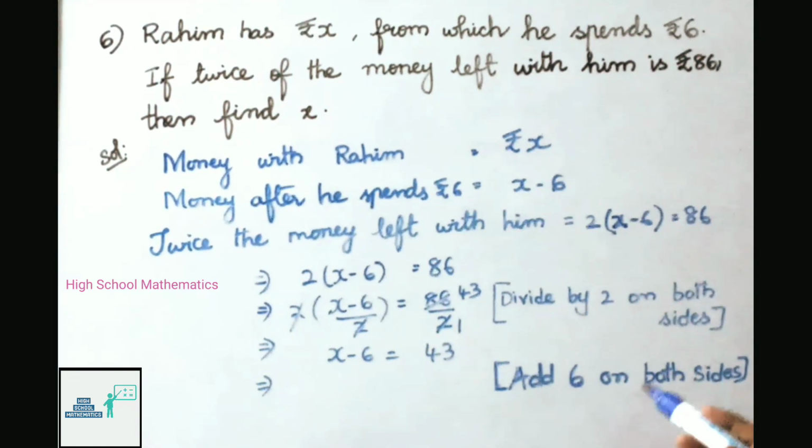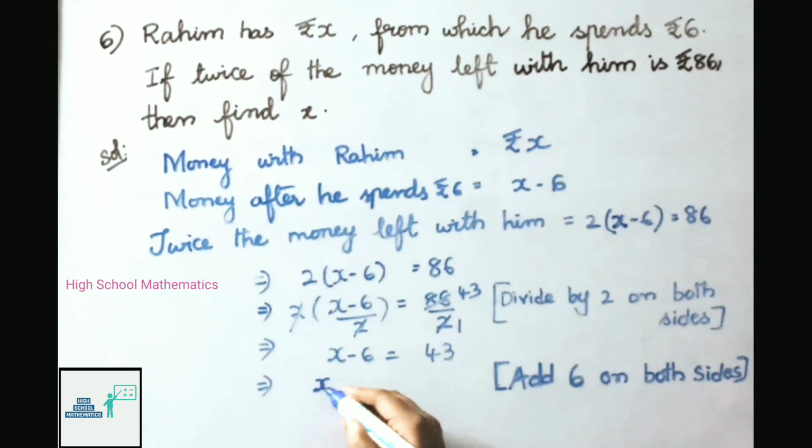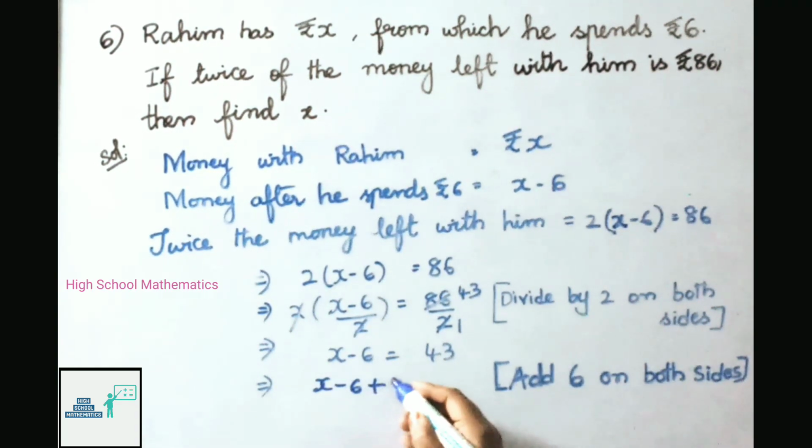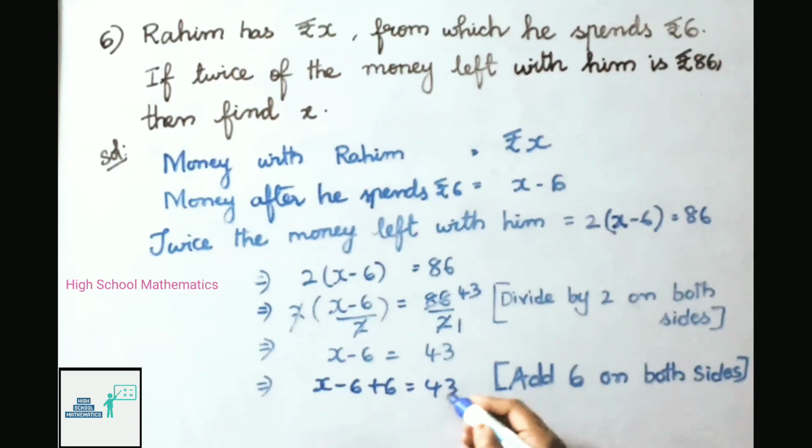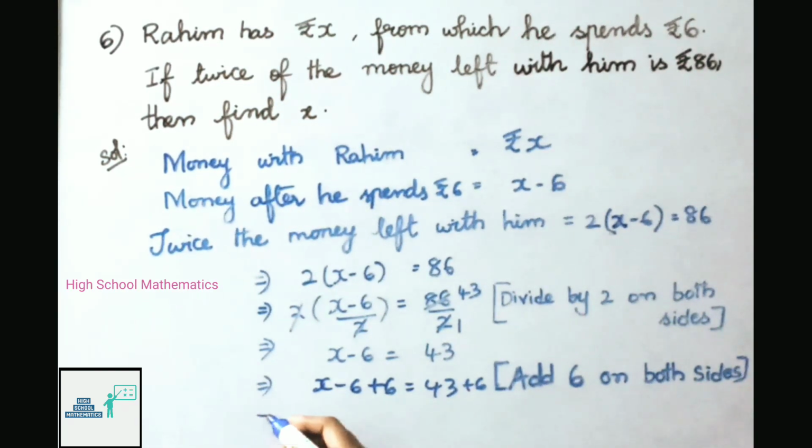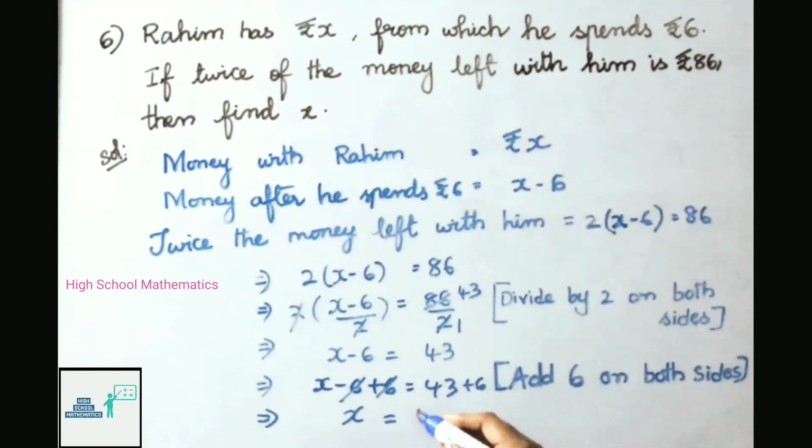Now let us add 6 on both sides: x minus 6 plus 6 equals 43 plus 6. That implies minus 6 plus 6 cancel. Write x equal to 43 plus 6 is 49. Therefore x value is equal to 49. Therefore money with Rahim is 49 rupees.